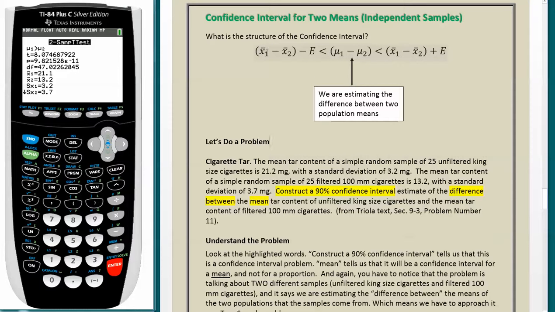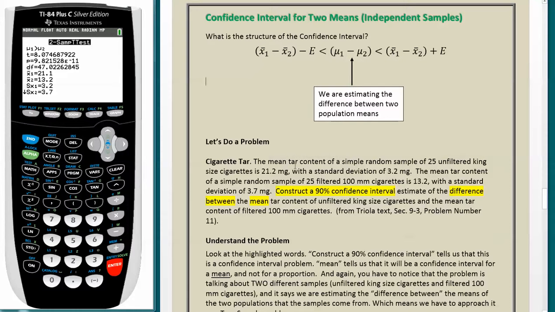And these should look familiar. This is the mean of the first sample. This is the mean of the second sample. Same thing here. The mean of the first sample, the mean of the second sample. The problem gives you those. And then the E stands for the margin of error. In this case, we subtract the margin of error from this. And in this case, we add the margin of error to this. And that's actually how the calculator comes up with the confidence interval that it will give you.